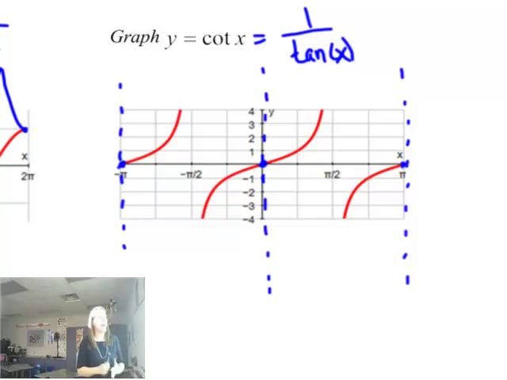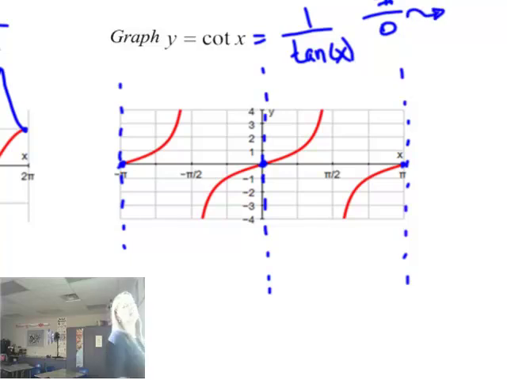Now, what about the asymptotes of tangent? The asymptotes of tangent came from dividing by 0, and if I take a number divided by 0 and I reciprocate it, don't I have 0 divided by a number? Huh, that's an x-intercept. So the intercepts are the asymptotes and the asymptotes are the intercepts of the reciprocals. That's a little tricky.